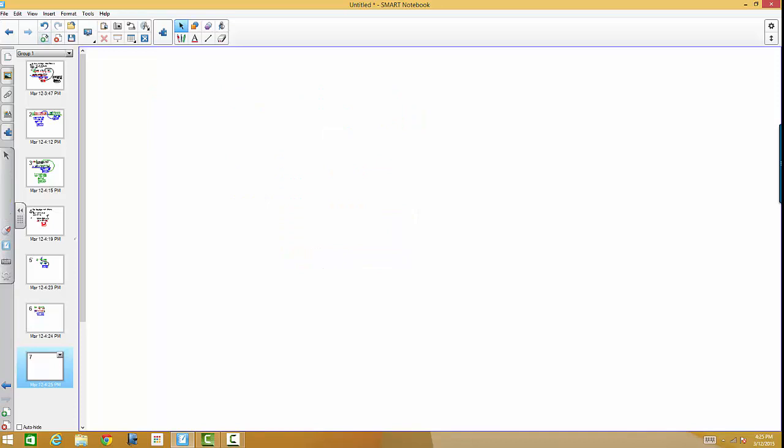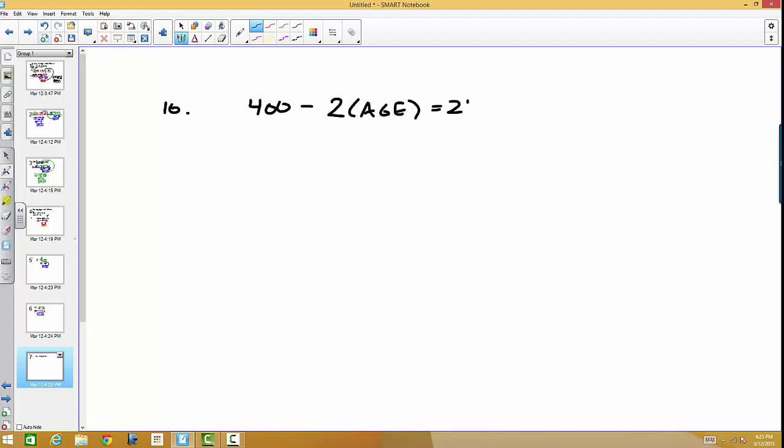Number 10. How old am I if 400 reduced by 2 times my age is 244? It's always better for me to write the words out, but that just signifies one letter. Okay, so to solve for this, you need to remove the 400 first. That's the thing the farthest from the number.